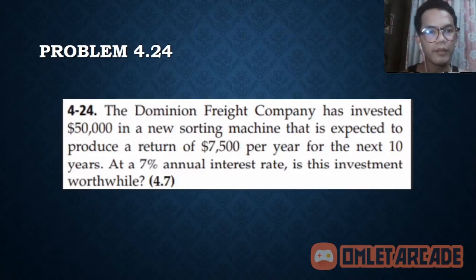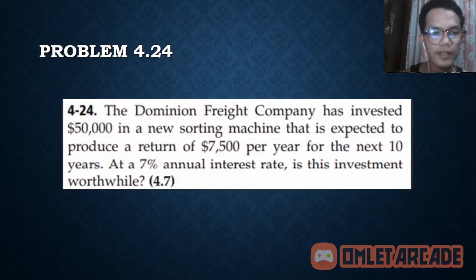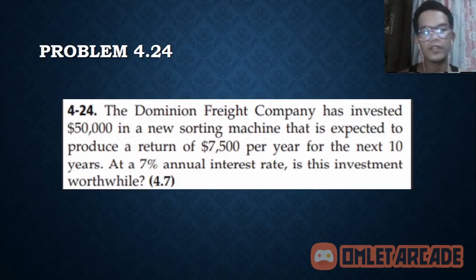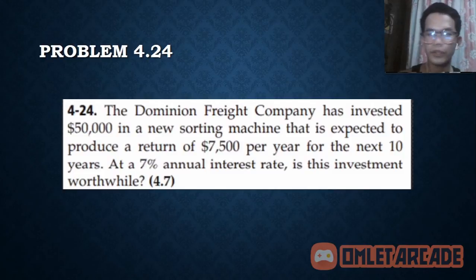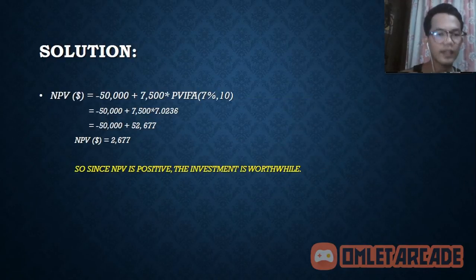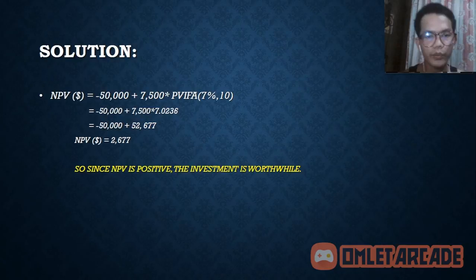The next problem is problem 4.24, which states: Dominion Freight Company has invested $50,000 in a new sorting machine that is expected to produce a return of $7,500 per year for the next 10 years. At a 7% annual interest rate, is this investment worthwhile? Let's see if this is worthwhile for the investment.